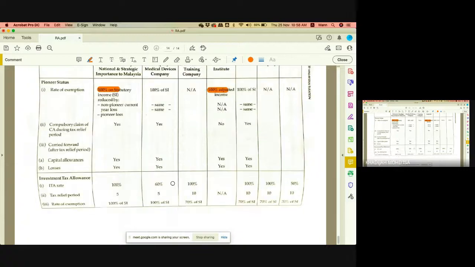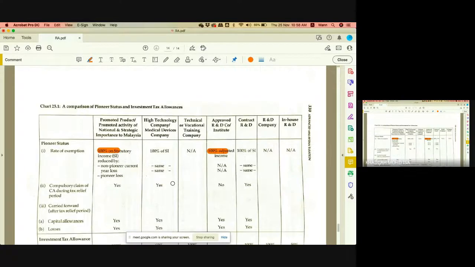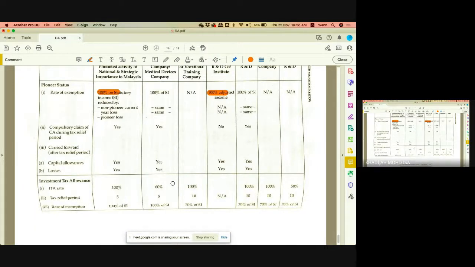All right, so that covers your tax incentive from chapter 25. We do have other chapters as well that look into incentives and a lot more given by the government to companies.